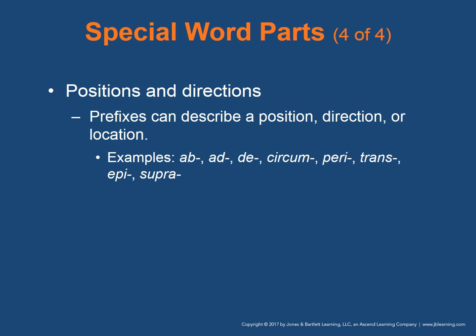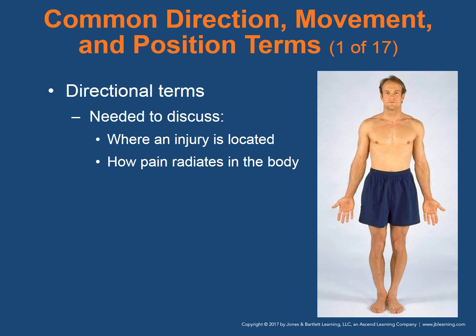So these are just some examples of some directional and position terms, really important for us to get a grasp of, especially on these prefixes. Understand the different directional, number, and color. So now let's move to common direction, movement, position terms. These are going to be extremely important for us to grasp when we're describing where injuries are, how pain is moving through the body.